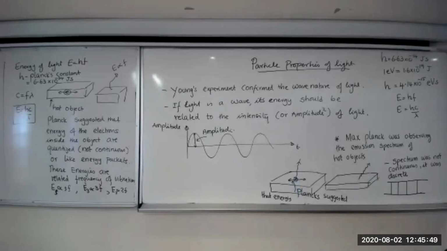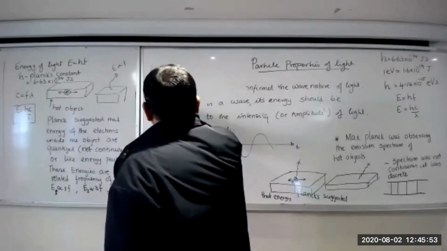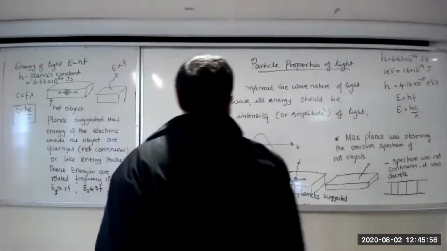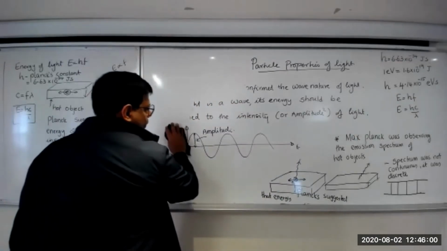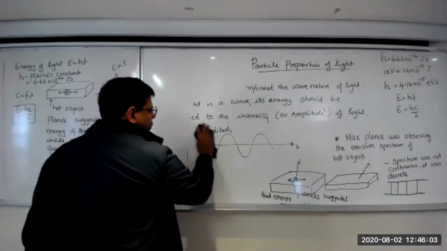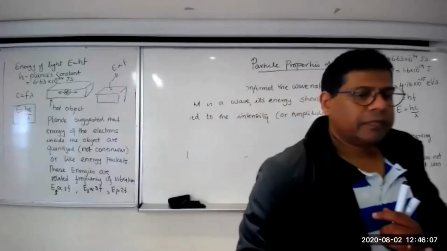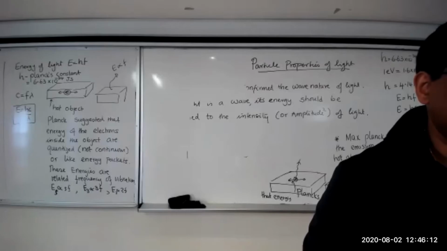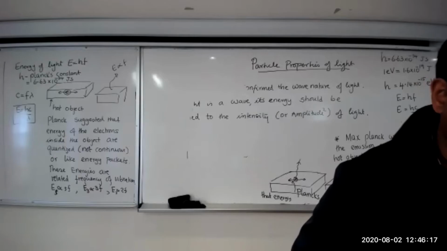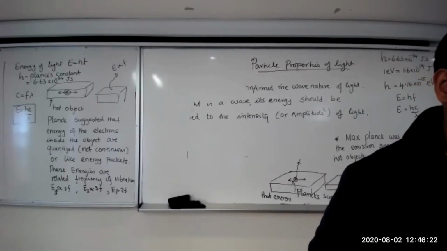Okay, that's there. Now the biggest failure of the wave model came during an experiment. So take-home message, keep in mind, if light is a wave, energy should depend on the intensity. If in some experiment you see funny results where the energy does not depend on the intensity, then you have to question what's going on with this model.